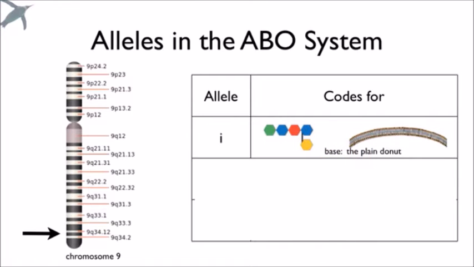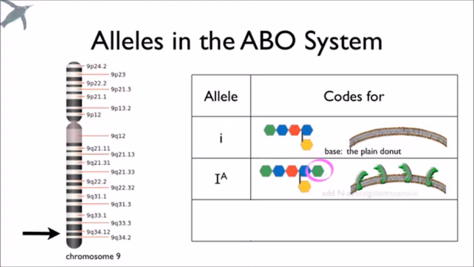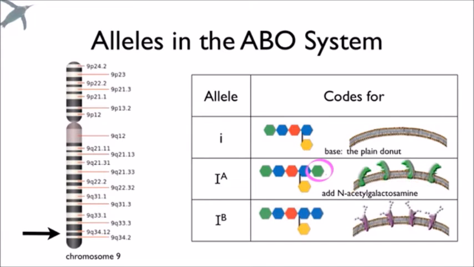We're going to use a lowercase i to code for the base, the plain donut. We're going to use a capital I with a superscript A for the A antigen. So that's the plain donut, and then we add the N-acetylgalactosamine. And then finally, the third allele we have is the B allele. So we're going to take that base unit, the plain donut, and here we're going to add the galactose.